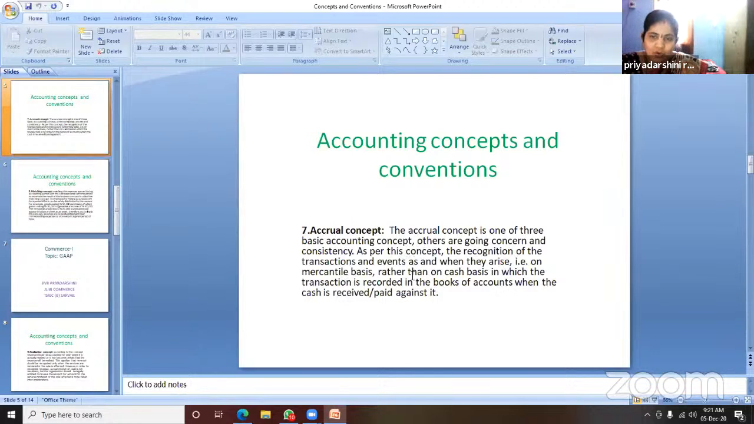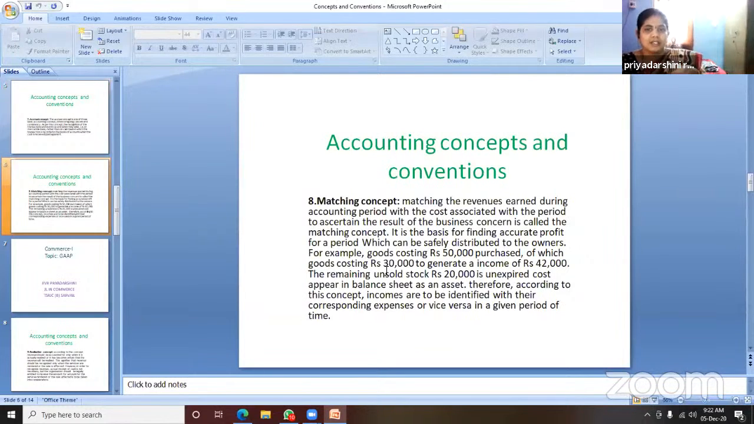Under cash basis, only when the cash is received, we record the transaction. Under mercantile basis, the amount due to receive and the amount due to pay are also considered. The next is the matching concept: matching the revenues earned during the accounting period with the cost associated with the period to ascertain the result of the business concern is called the matching concept. So under the matching concept, we have to match both revenue as well as cost.